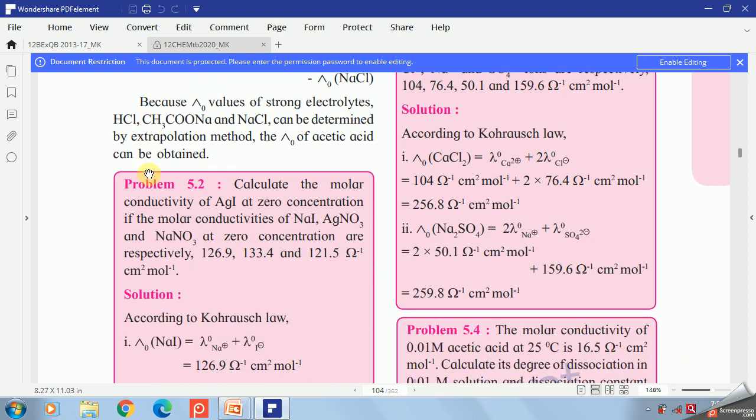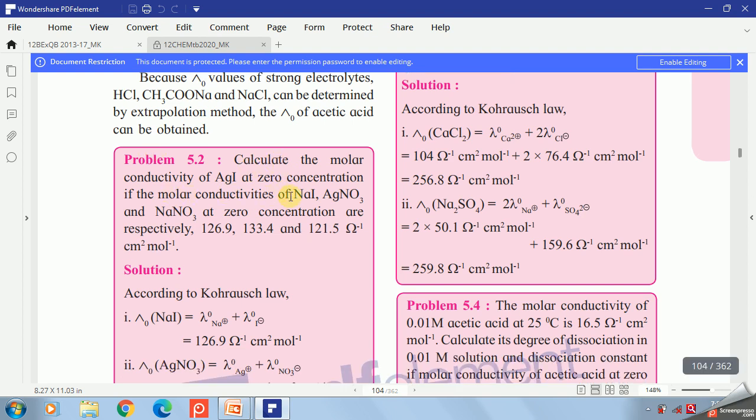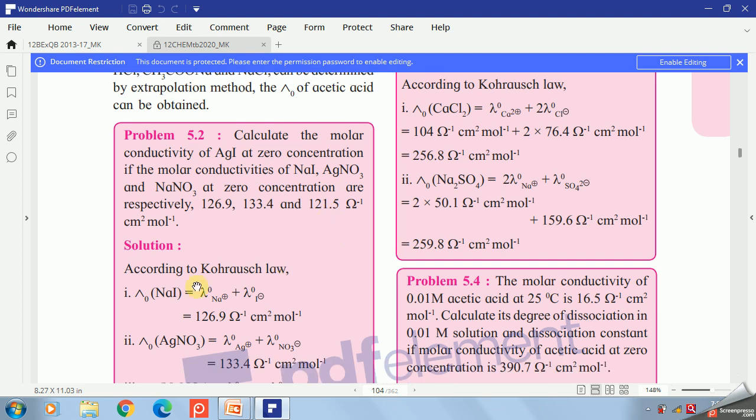Now we will solve one numerical based on this. Calculate the molar conductivity of AgI at 0 concentration if the molar conductivity of NaI, AgNO3 and NaNO3 at 0 concentrations are given respectively as 126.9, 133.4 and 121.5 ohm inverse centimeter square per mole.